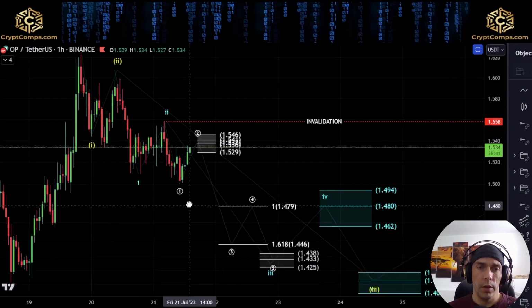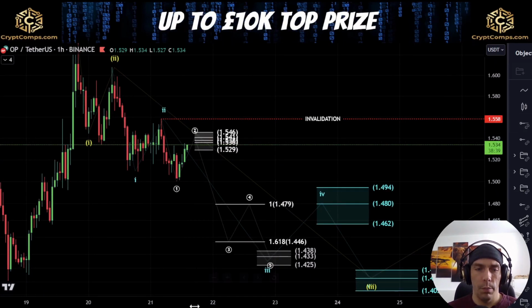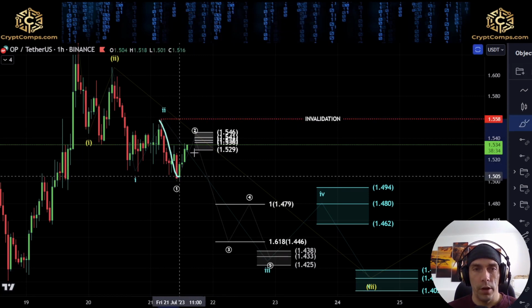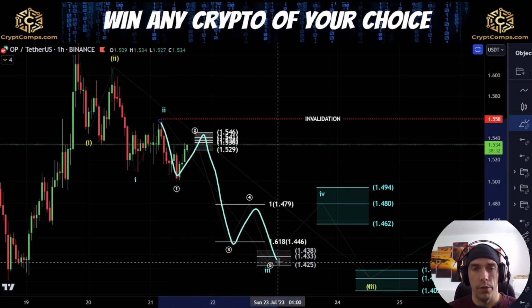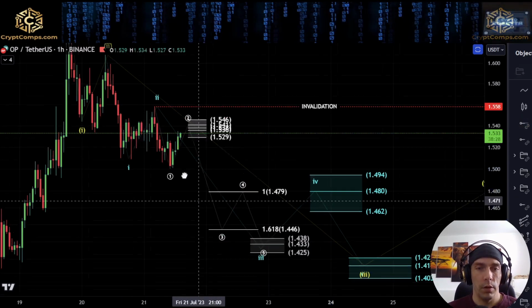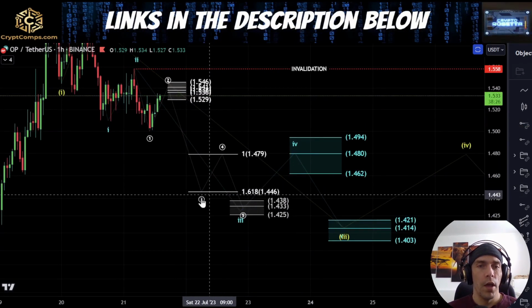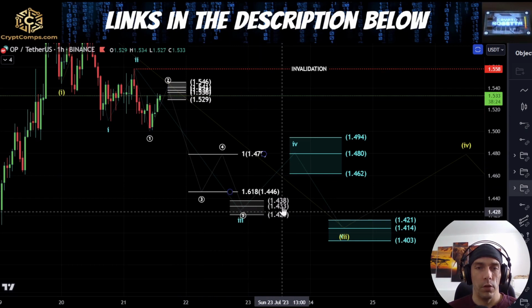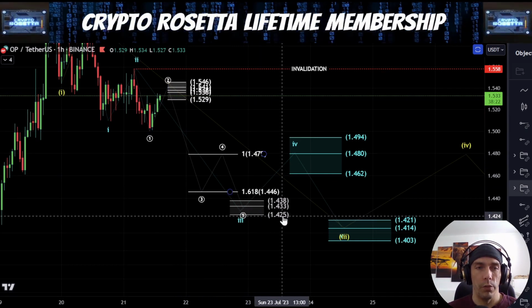So if we are looking at it rather in this way and we fail to break back above this 155, we could get this develop as 1, 2, 3, 4, and 5. So this would be the first move we need to see confirm this idea. We'd have to be looking for a move down towards this 144, and then we'd be getting a 4th and a 5th down into this 143 to this 142 area.